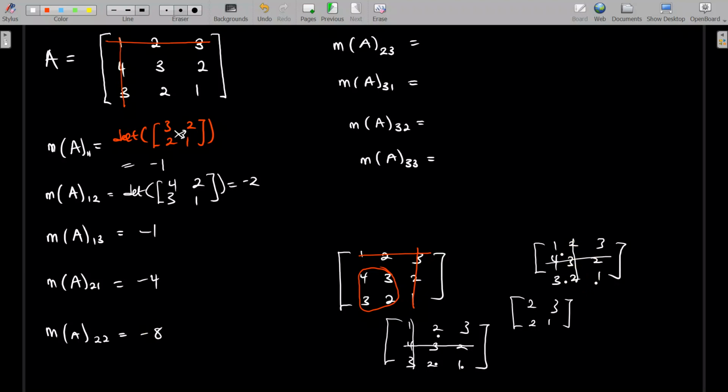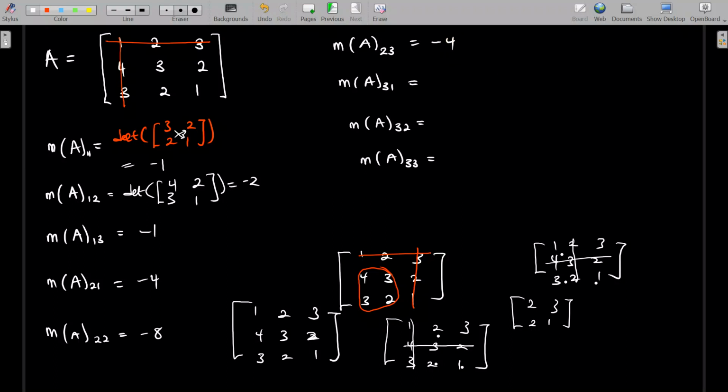Okay, and you do the same for M23. I'm going to finish them. M23 means I'm canceling row 2 and then column 3, right? So I'm going this way and I'll cancel that way. So that's going to be 1 times 2, which is 2, minus 3 times 2. So it's going to be 2 minus 6. Okay, you should check it very well. 2 minus 6, which is negative 4.